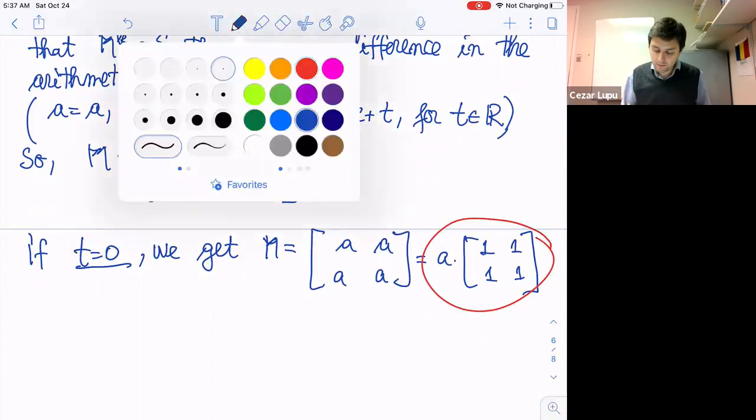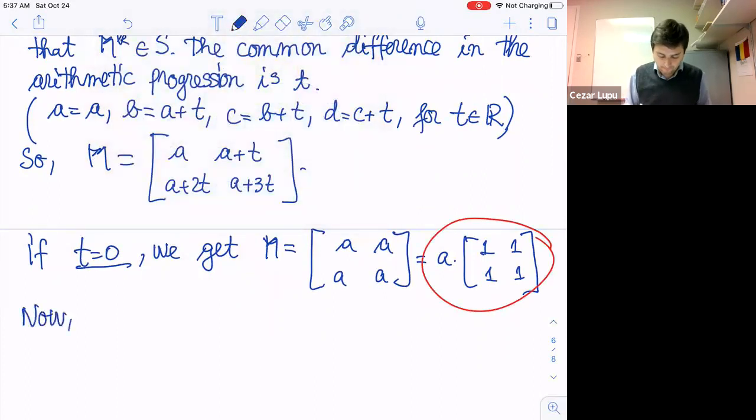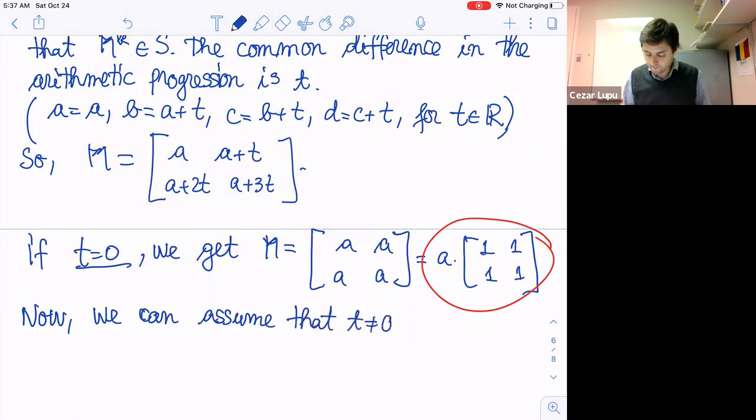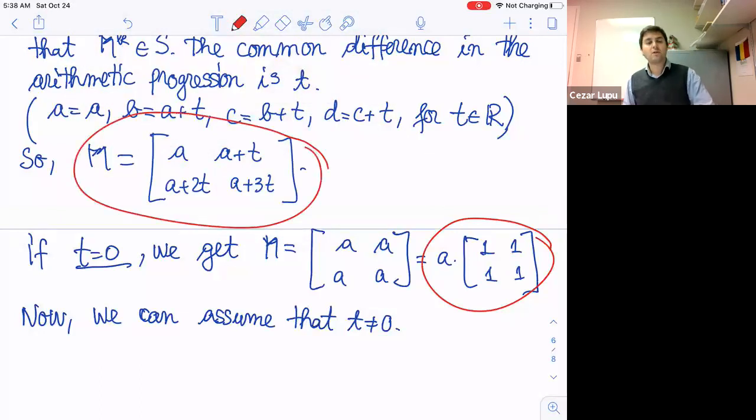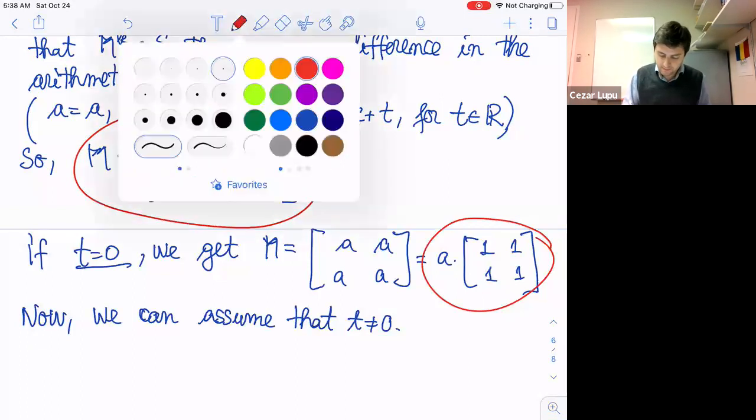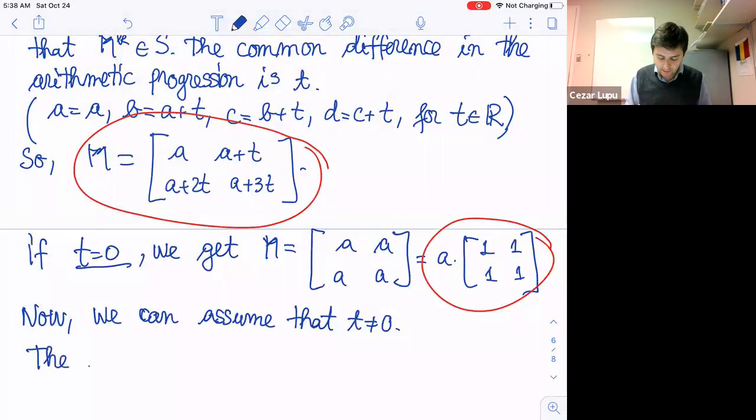So now we can assume that T is non-zero. And now we would like to see what happens to this. Now let's look at this matrix. It's a 2 by 2 matrix, and we would like to see the characteristic polynomial of this matrix. I want to see what happens to the eigenvalues.